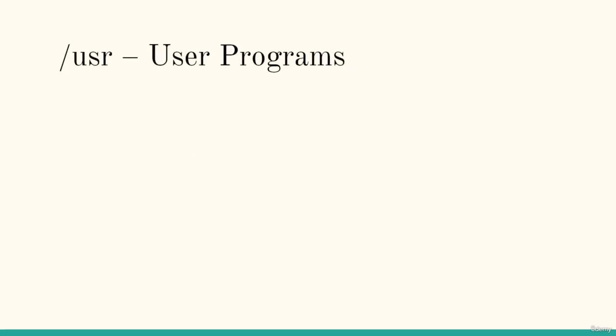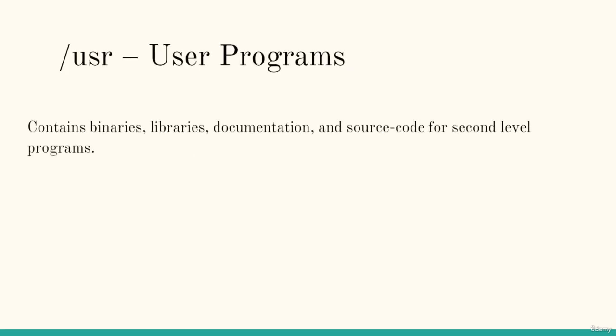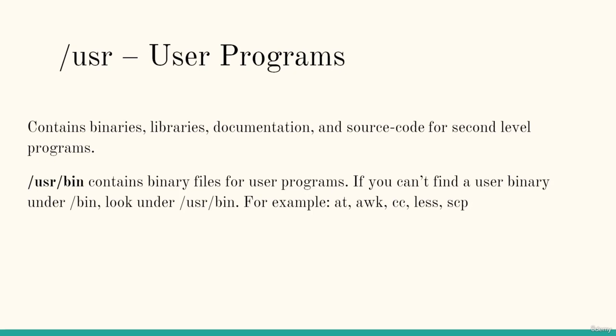The /usr, or user programs, contains binaries, libraries, documentation, and source code for second level programs. For example, /usr/bin contains binary files for user programs. If you cannot find a user binary under /bin, look under /usr/bin. For example, the commands awk, cc, ls, scp, all of that will most likely be located under this directory.